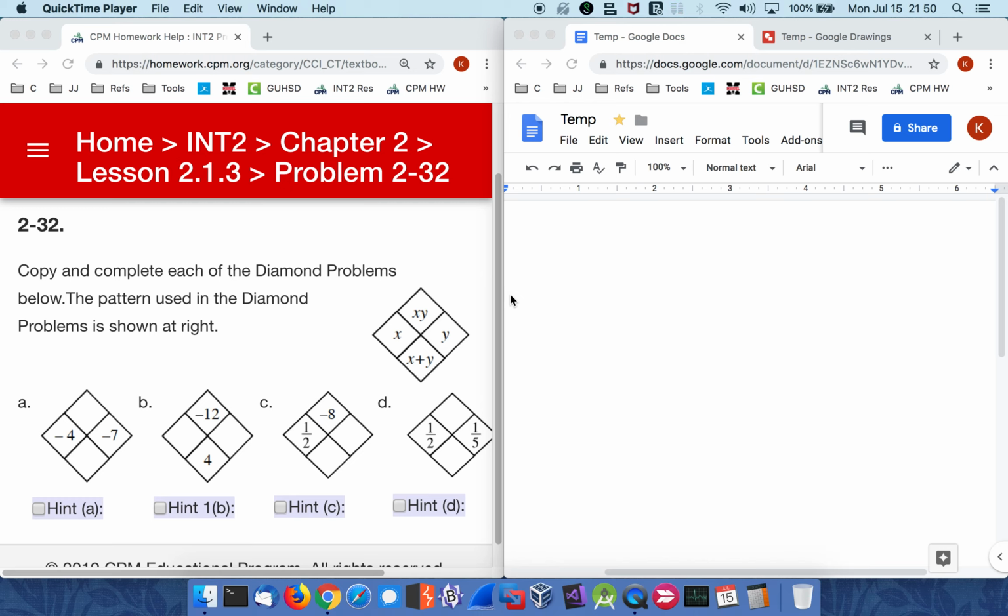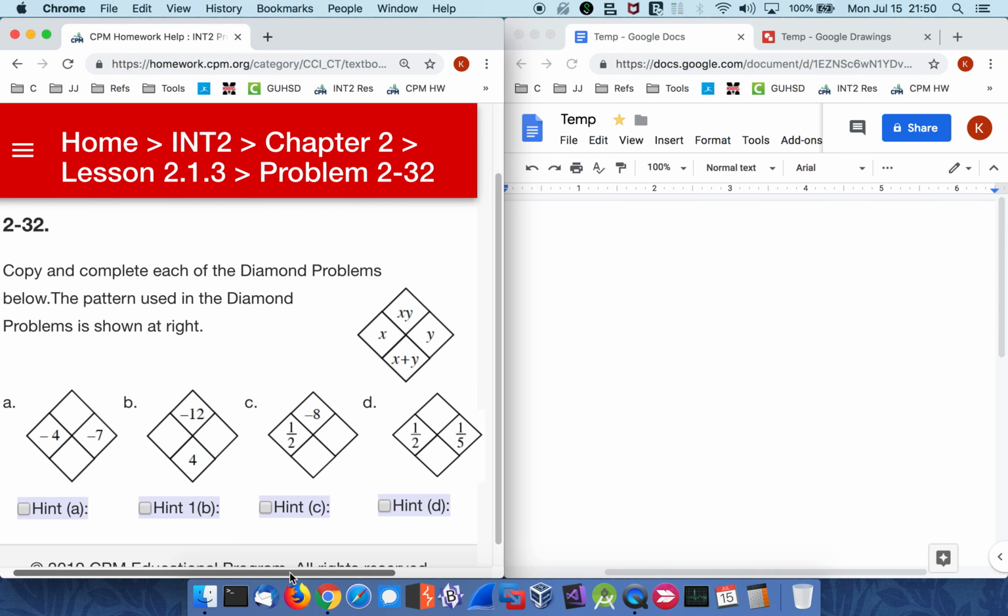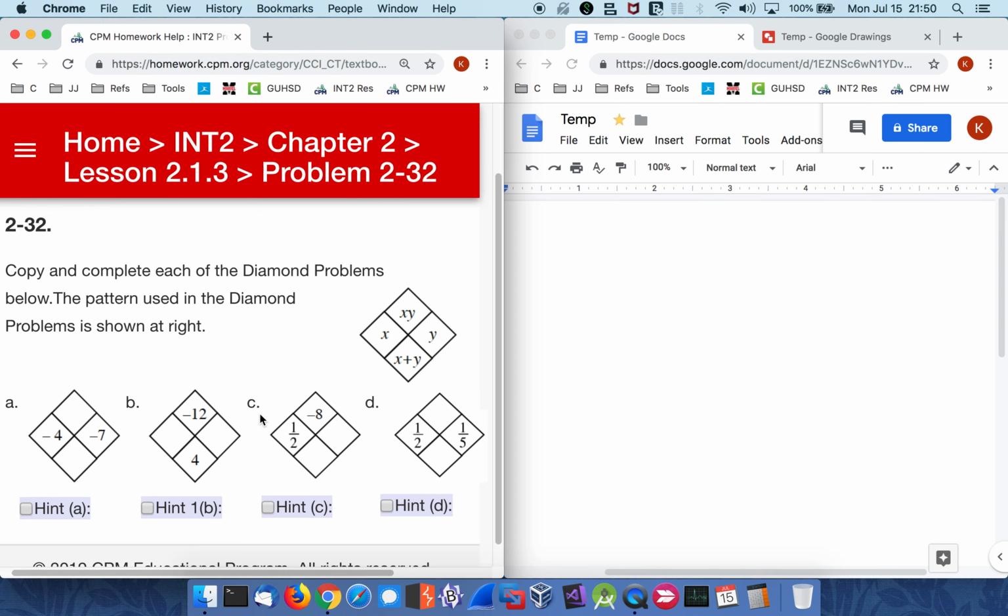Hello! Looks like we're on problem 2 Tech 32 of lesson 2.1.3. I think we finished 2 Tech 31, which was the triangle congruence thing, last time. So here we are with diamond problems. Boy, they like these diamond problems, don't they? So we kind of know how to do these. A bunch of them look pretty basic.